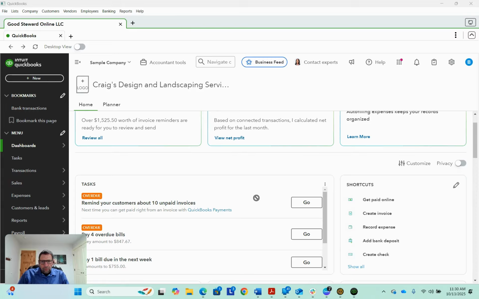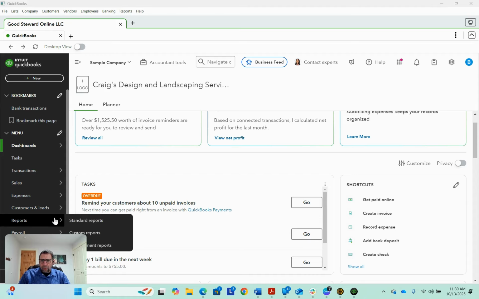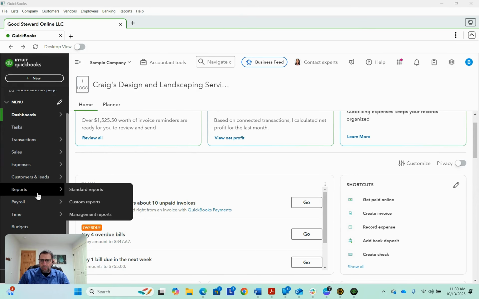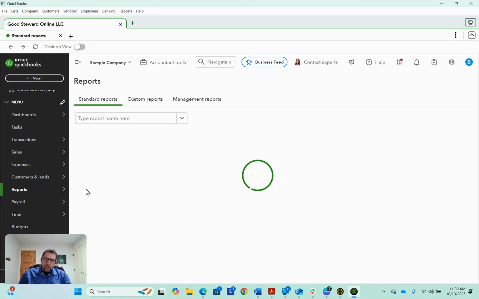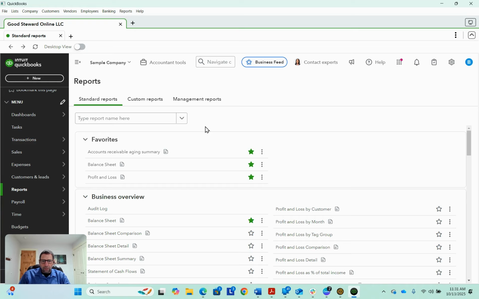Today, I want to talk to you about that account in QuickBooks called Undeposited Funds. This account gets lots of people in trouble. So let's take a look at our reports. We're going to do standard reports. This is a sample company that is loaded into QuickBooks Online. And let's look at the balance sheet because this is where you're going to see this.